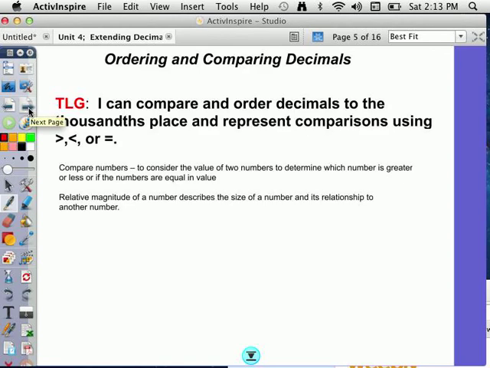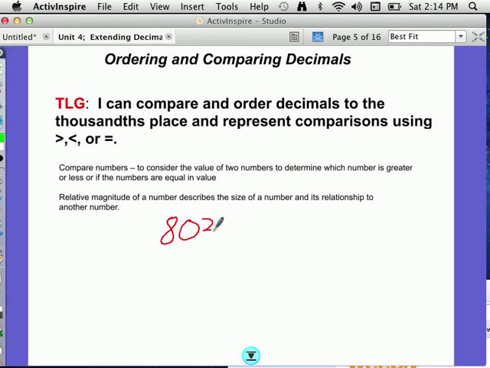Students will also be required to order and compare decimals through the thousandths place. Whenever we're comparing numbers, we consider the place value of the number, starting with the largest place value first. We're going to do an example of comparing two numbers. Let's take 803 and 20 thousandths.